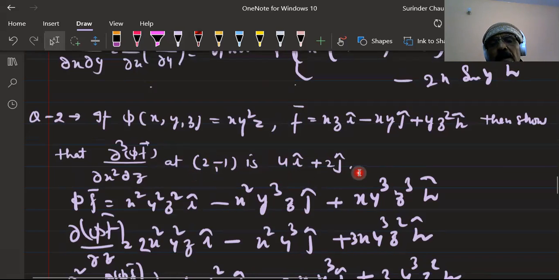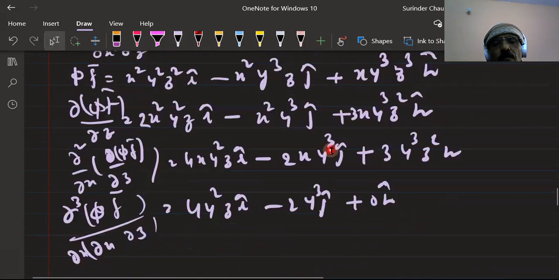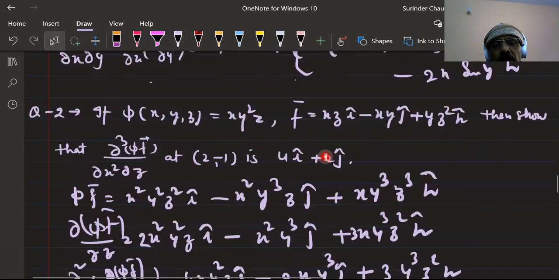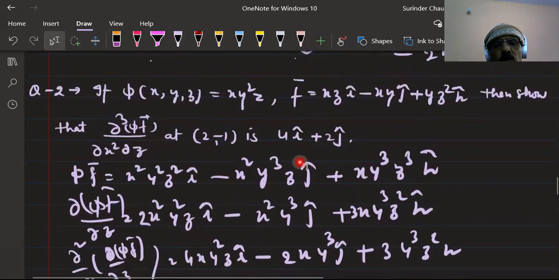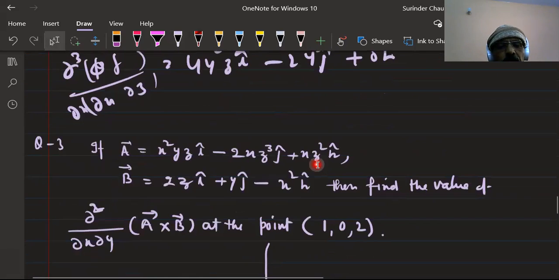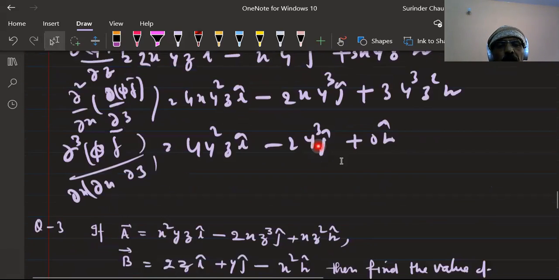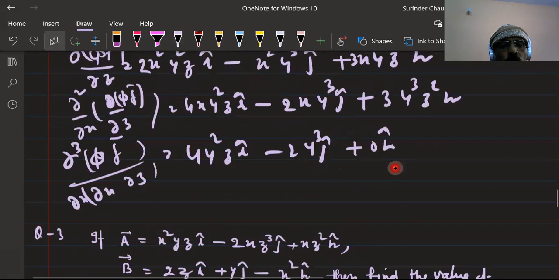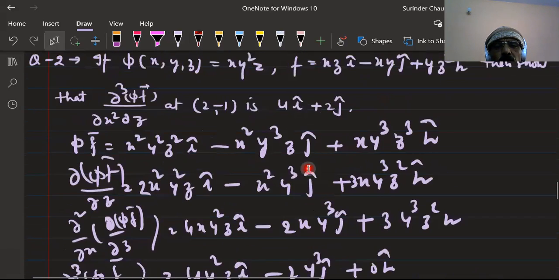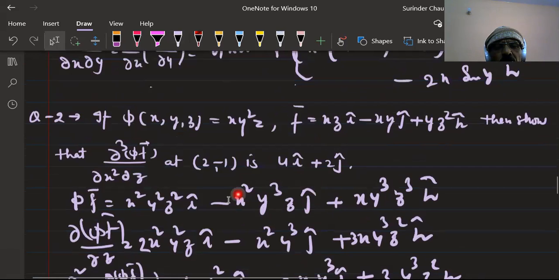4 i and 2 j minus 4 i and plus 2 j. Now we'll find this value at the point (2, -1, 1). This is equal to 2, minus 1.